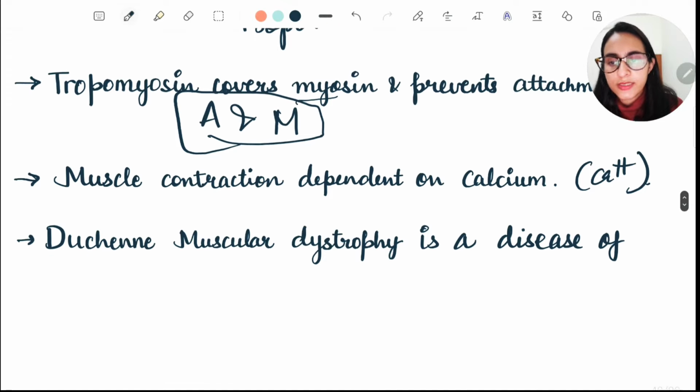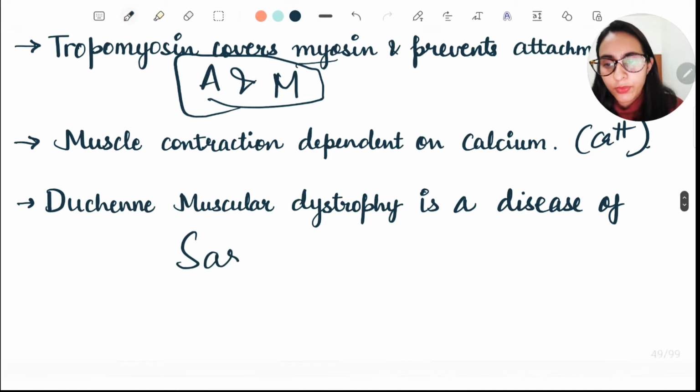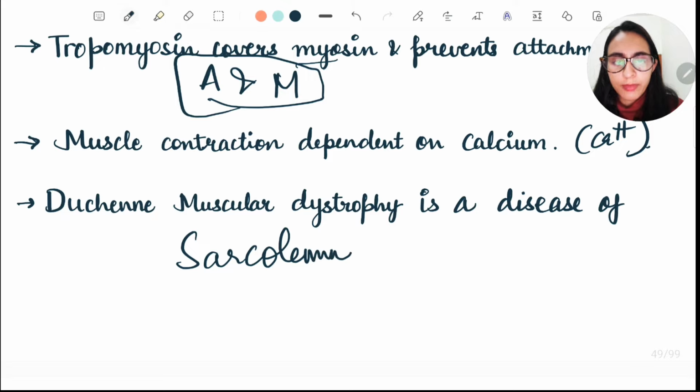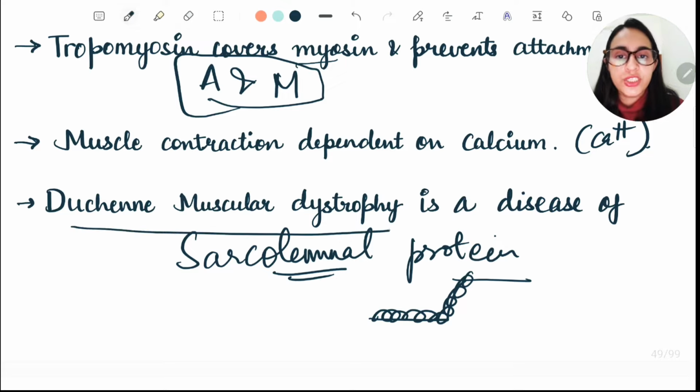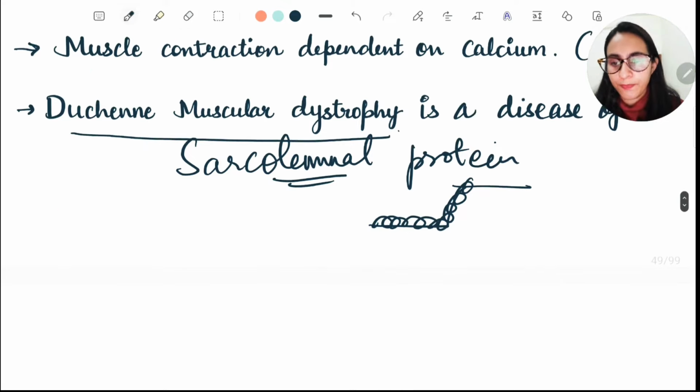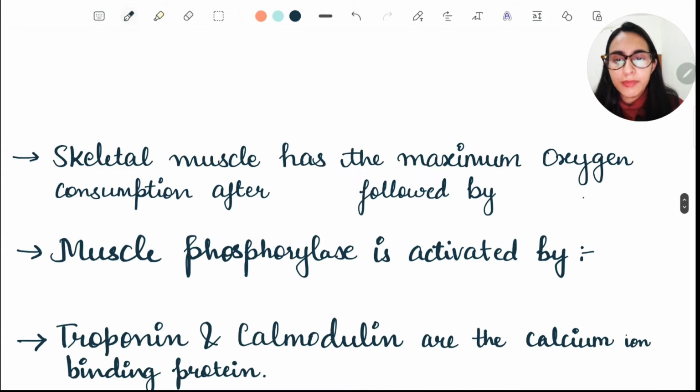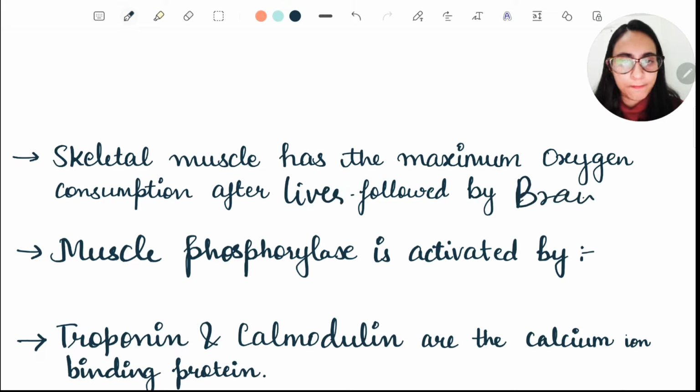Duchenne muscular dystrophy is a disease of sarcolemmal protein. So the sarcolemmal protein, we know it is dystrophin, which attaches the thin filament to the sarcolemma. So this dystrophin gene defect is known as Duchenne muscular dystrophy. Skeletal muscle has the maximum oxygen consumption after liver, followed by the brain.